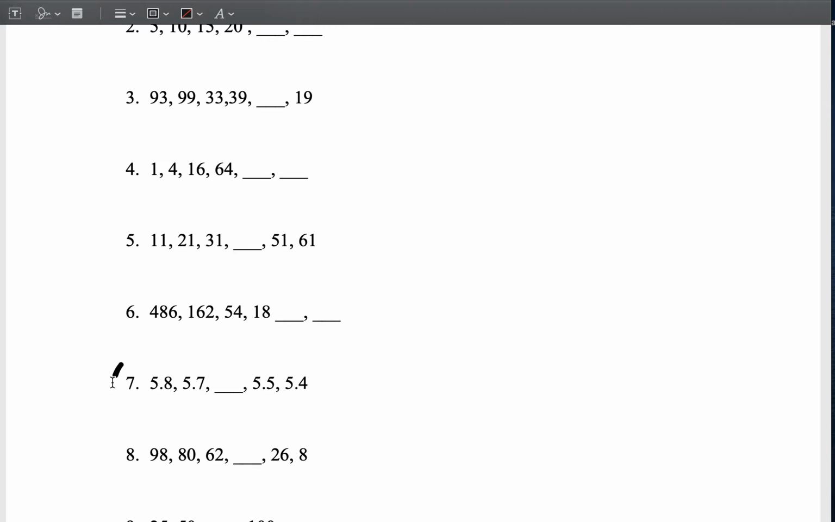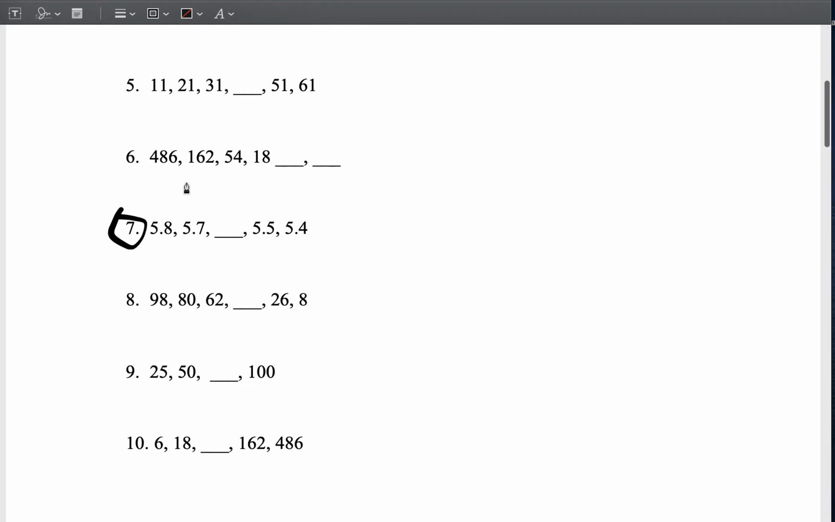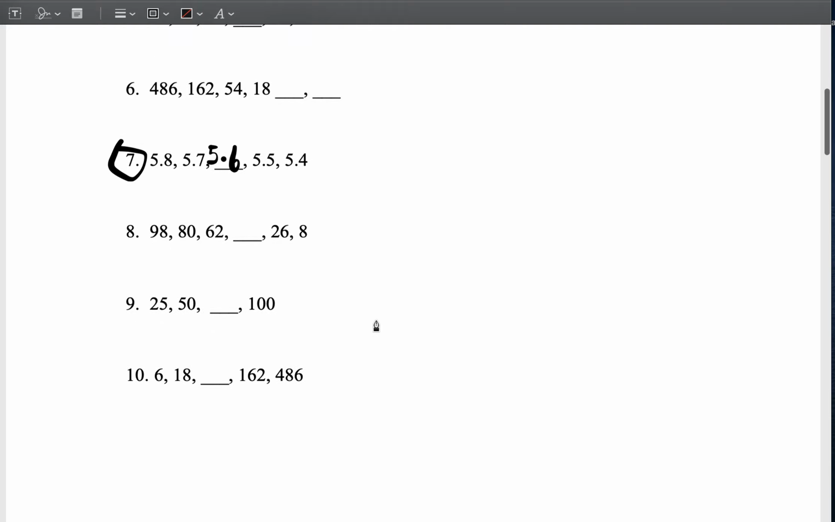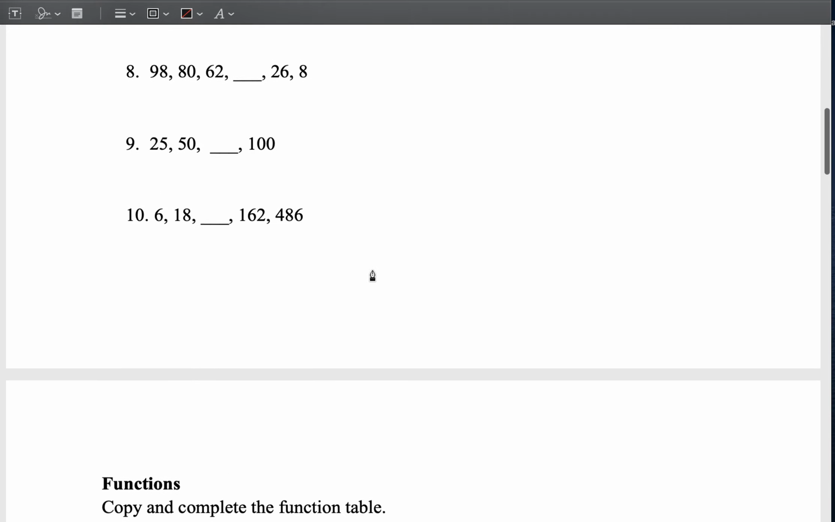Now let's try number 7. So as you can see, it's 5.8, 5.7, blank, 5.5, and 5.4. Since all the first numbers are 5, we know that the first number is going to be 5. Now, let's look at how the second number is similar. It goes from 8, 7, blank, 5, 4. It looks like it's decreasing 1 by 1, so I think that this will be 5.6. You just have to find what matches with each other. And yeah, that's it. It's pretty simple.